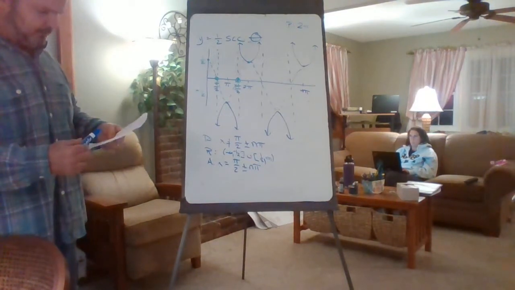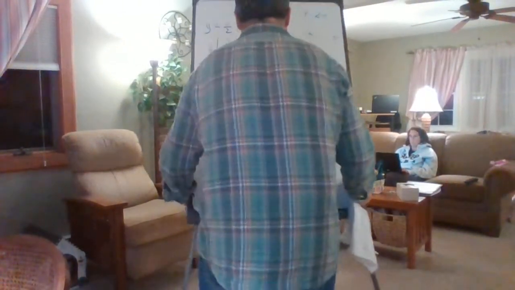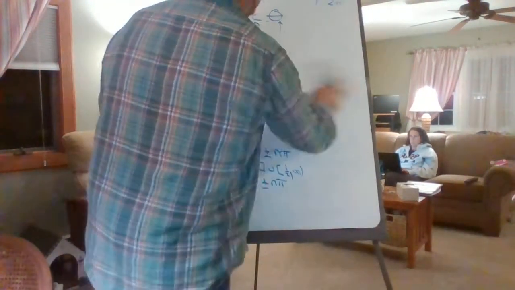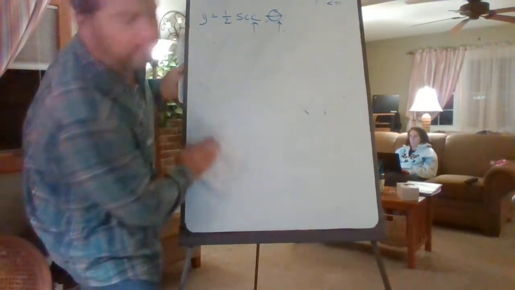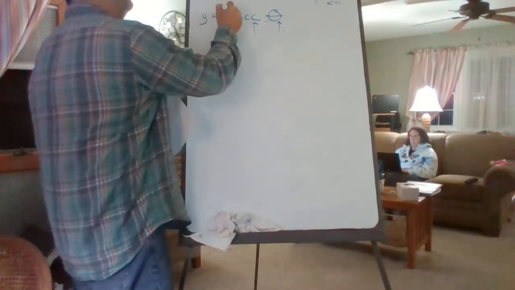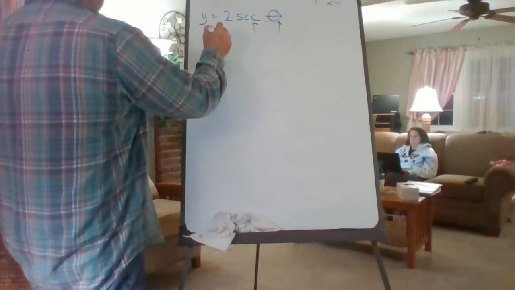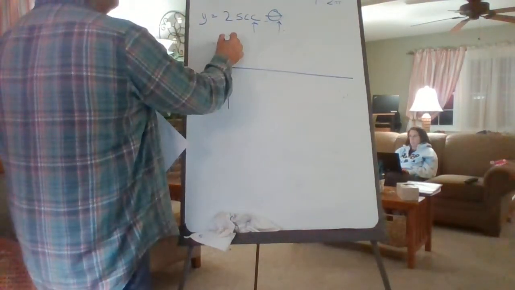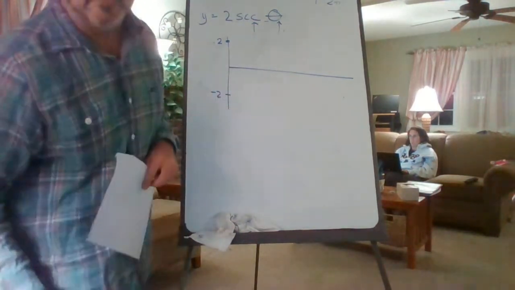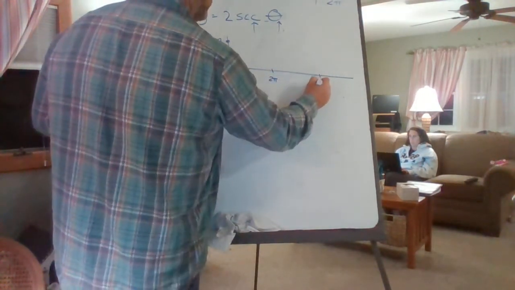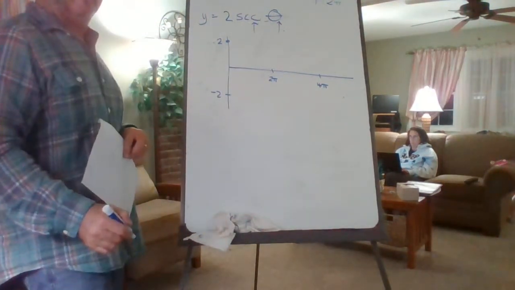Now the next one, y equals 2 secant theta. So we've changed the amplitude of the original. Again, it's cosine, so 2, negative 2. Then 2 pi, 4 pi, because the period's still 2 pi.